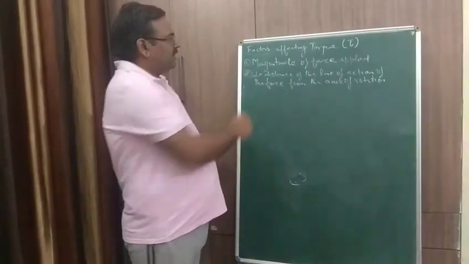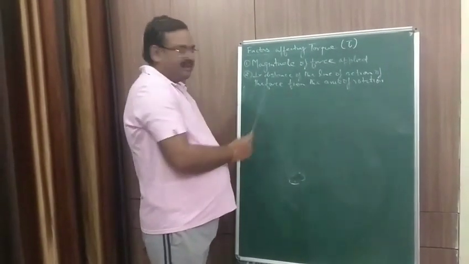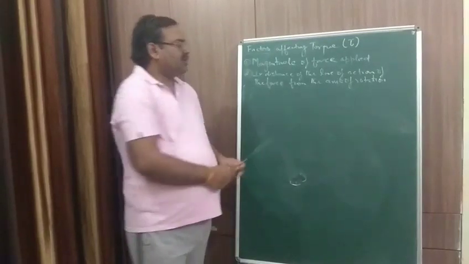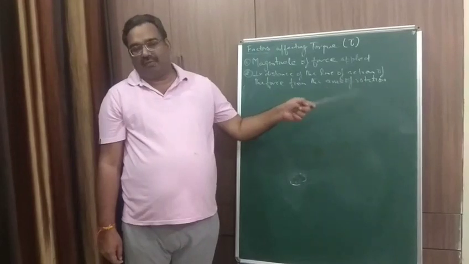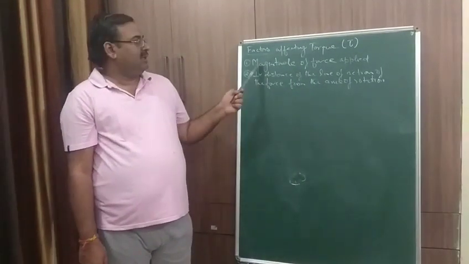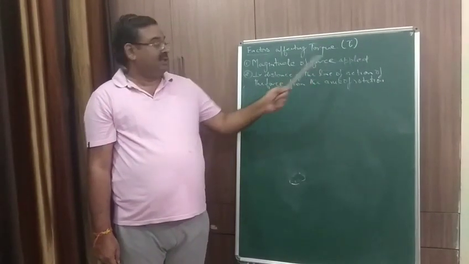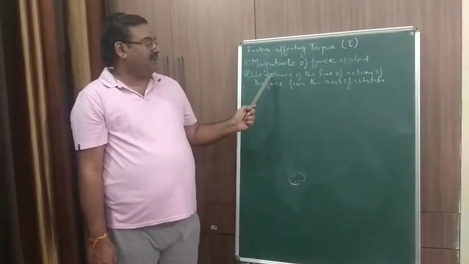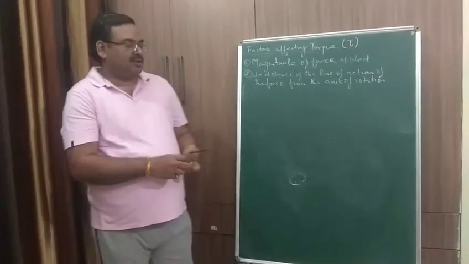Factors affecting the torque are the magnitude of force applied and the perpendicular distance of the line of action of the force from the axis of rotation. That is, it depends upon two things. One, the magnitude of the force that is applied on an object. Second, the perpendicular distance of the line of action of force from the axis of rotation.